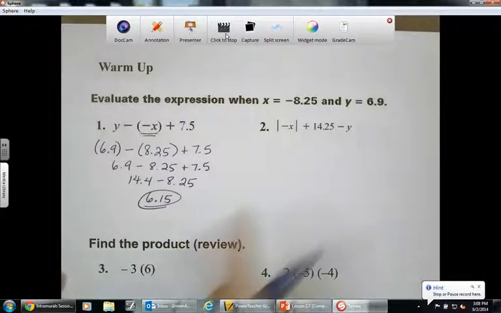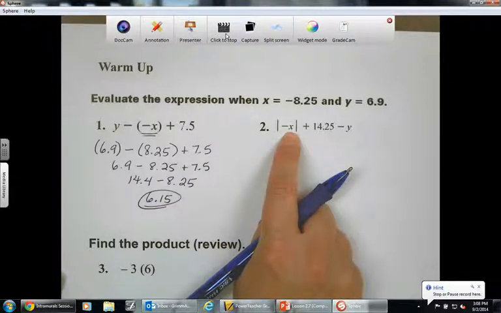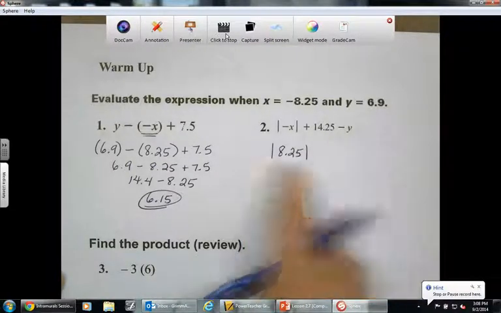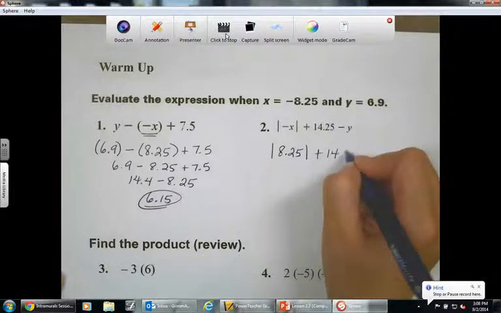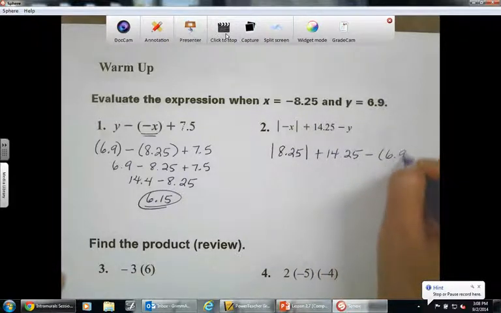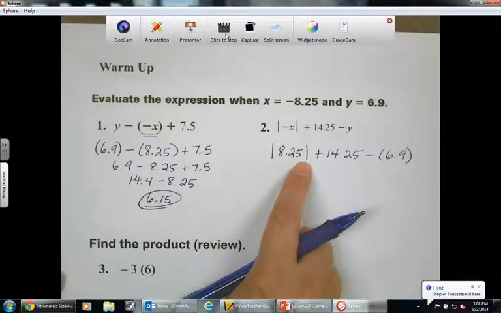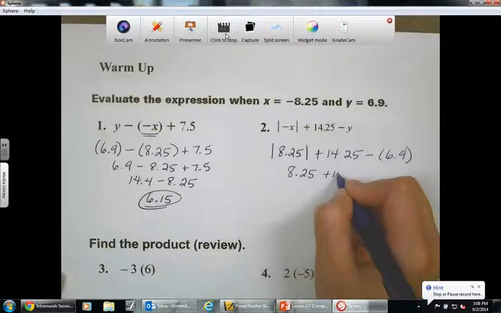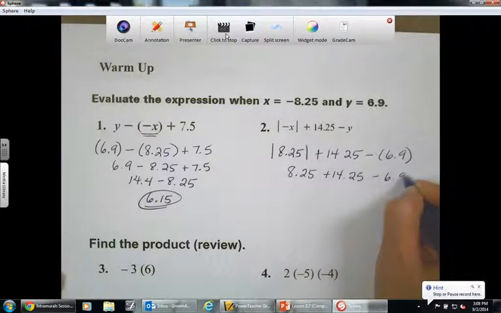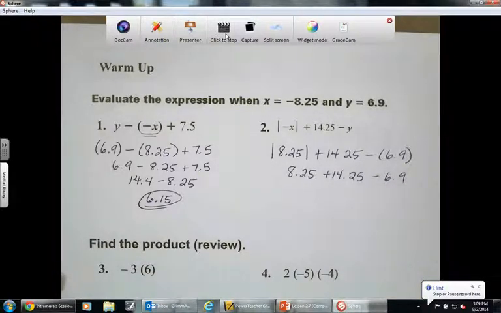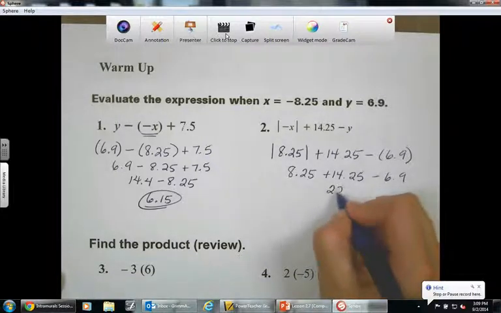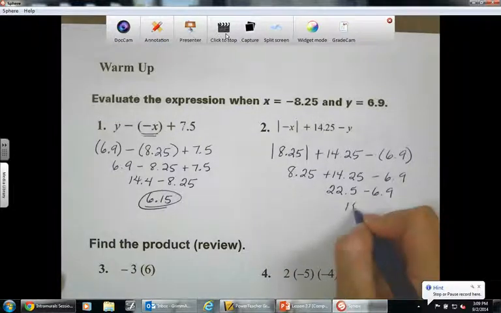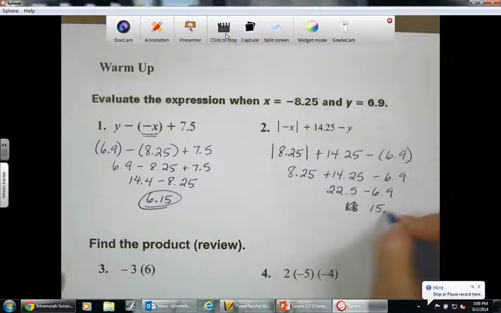This one in here says it's the opposite of x. So really I'm going to plug in again a positive 8.25 inside my absolute value bars plus 14.25 minus 6.9. Okay, anything that's the absolute value is always going to be positive. So this is going to be a positive 8.25 plus 14.25 minus 6.9. So I'm going to go ahead and add 8.25 plus 14.25, and I get 22.5, and take away 6.9, and I get 15. Wow, that doesn't look like 15, does it? 15.6 is my final answer.